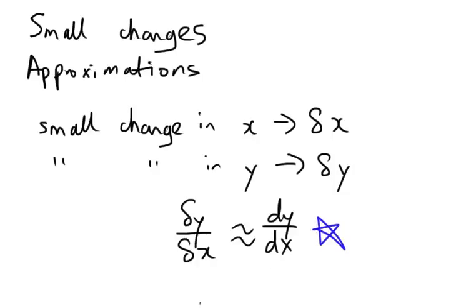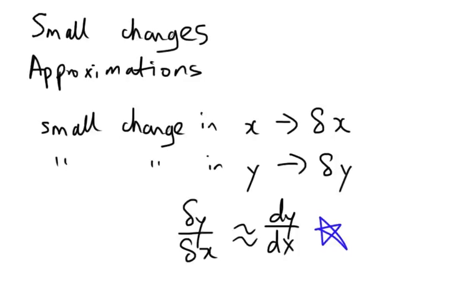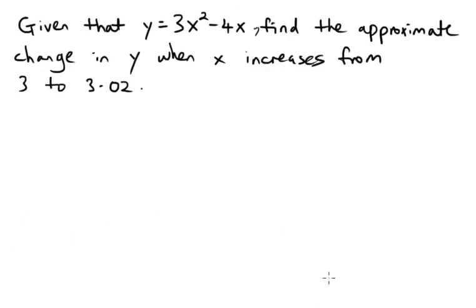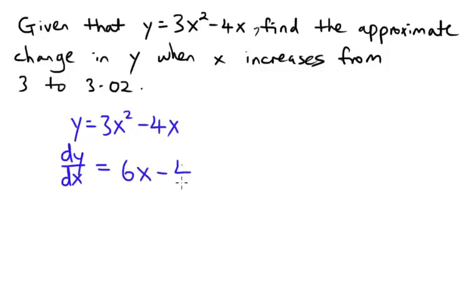Now, how are we going to use this concept? Let's have an example. I have prepared one simple example here. Given that y equals 3x squared minus 4x, find the approximate change in y when x increases from 3 to 3.02. So we will differentiate first: dy/dx equals 6x minus 4.